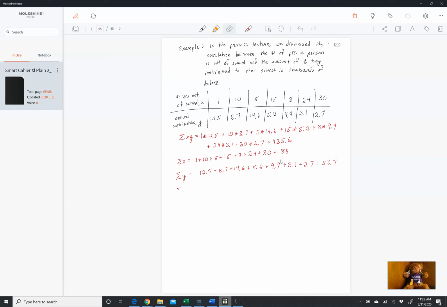And then finally we have to take the sum of each of the x values squared. So that means that we're doing 1 squared, or 1, plus 10 squared, or 100, plus 5 squared, plus 15 squared, plus 3 squared, plus 24 squared, plus 30 squared. And that gives us 1,836.